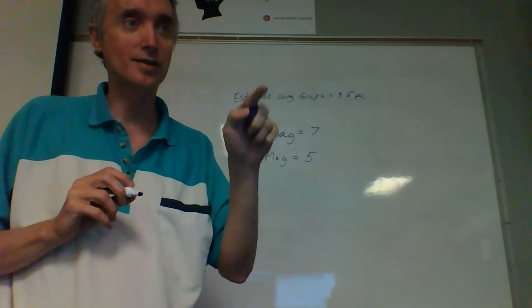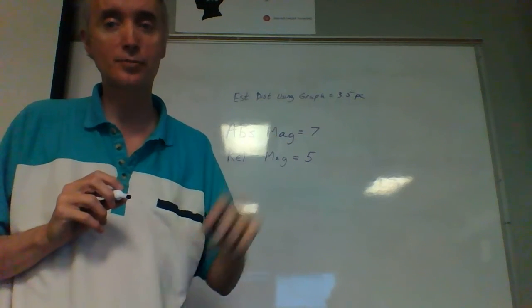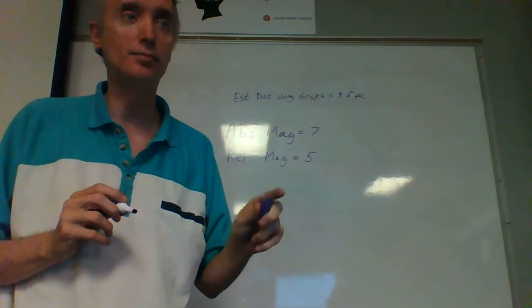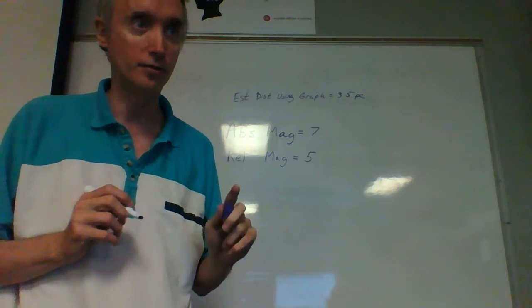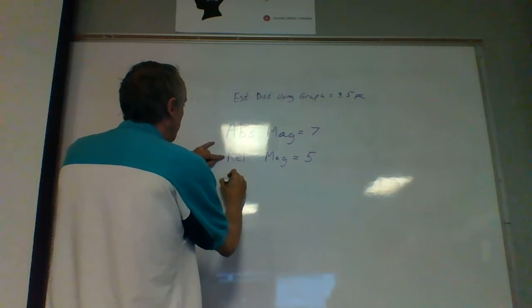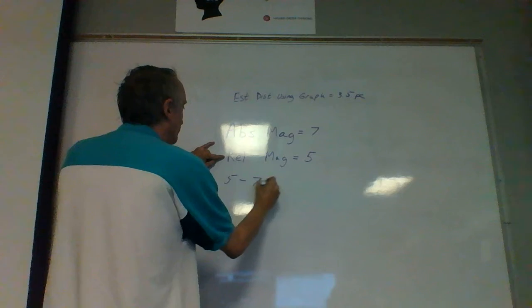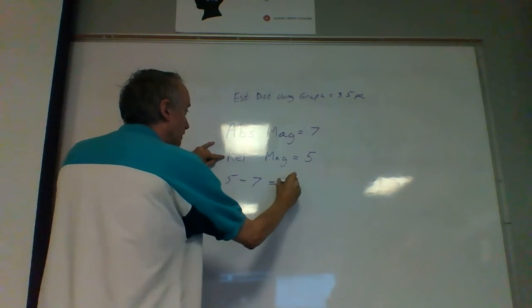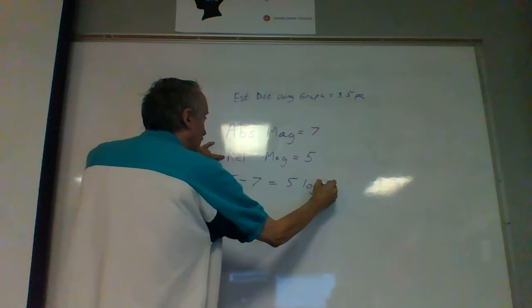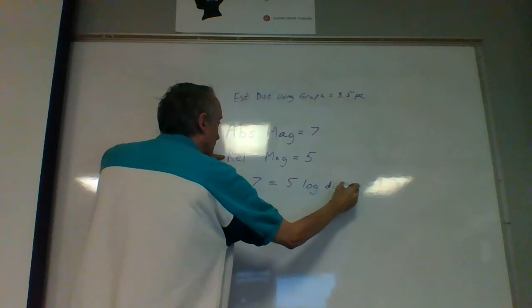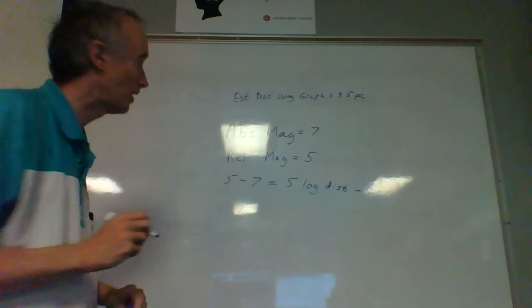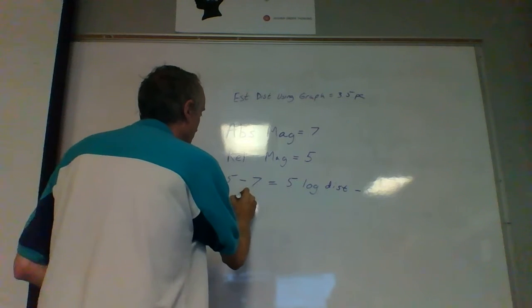Alright, now let's do the same thing, only using equation 16.3. Now notice it says relative minus absolute. On the graph, it was absolute minus relative, so be very careful. Relative minus absolute. So that's going to be 5 minus 7 equals 5 logarithm of the distance minus 5. Alright, 5 minus 7 is negative 2.